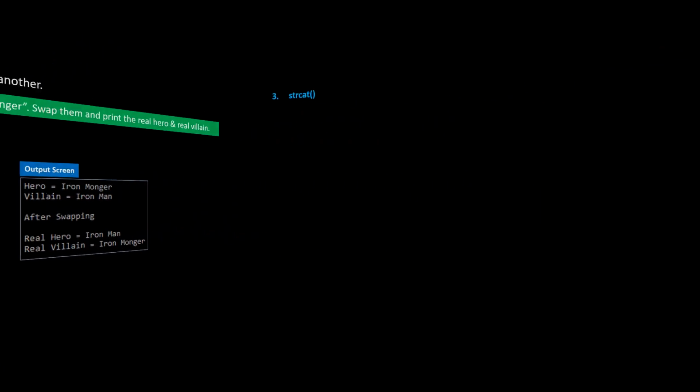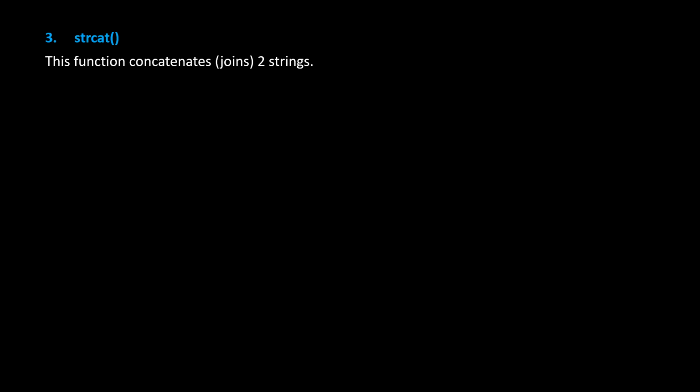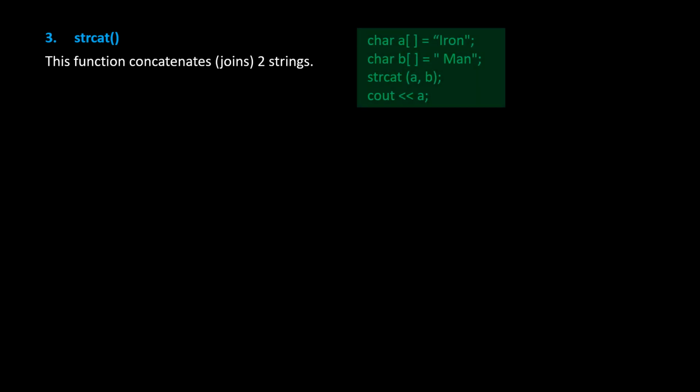Number 3. strcat function. This function concatenates or joins two strings. In this sample code, two character strings A and B are joined by the strcat function. Joined value is stored in A and is displayed.